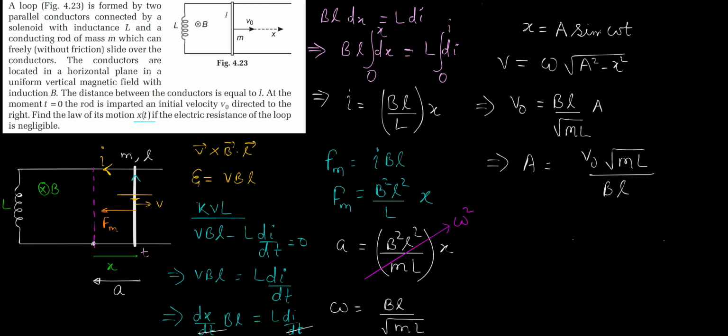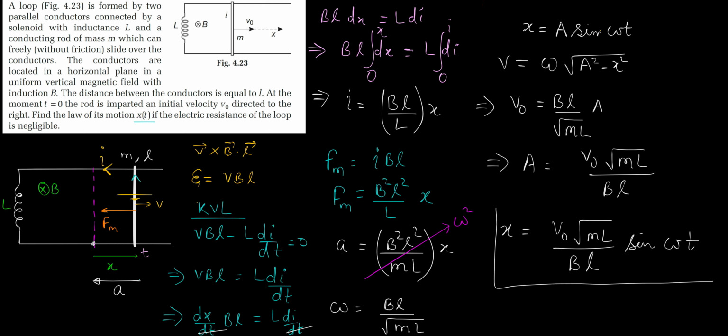And if we plug the value of amplitude here in this equation, we will get our final answer. So this is basically the final answer, where amplitude is given by this one and omega is given by BL over square root of ML. So finally our equation becomes, x as a function of time becomes v naught square root of ML over BL times sine of omega t, and omega is given by this one. So this is the final answer. Okay, x as a function of time.